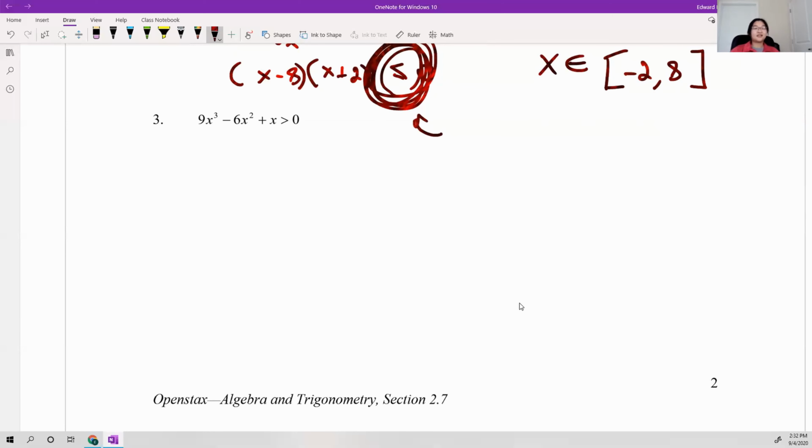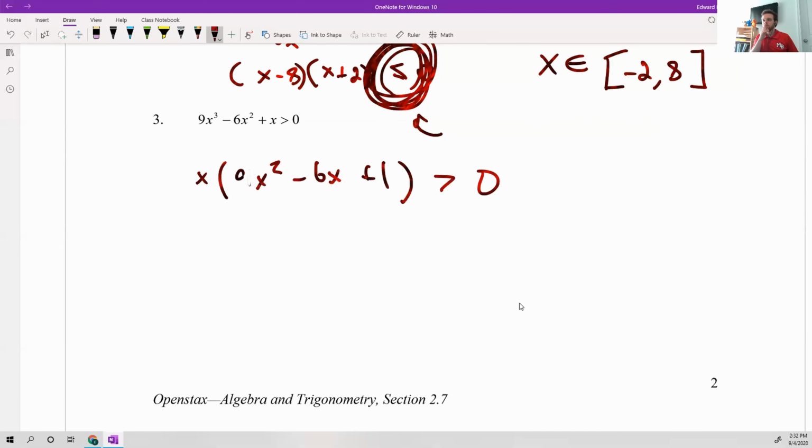There is a GCF. Let's knock that GCF out. So let's take that x out. We got 9x squared minus 6x plus 1. 9 and 1, those are perfect squares. So that makes me think that this might be a perfect square trinomial.